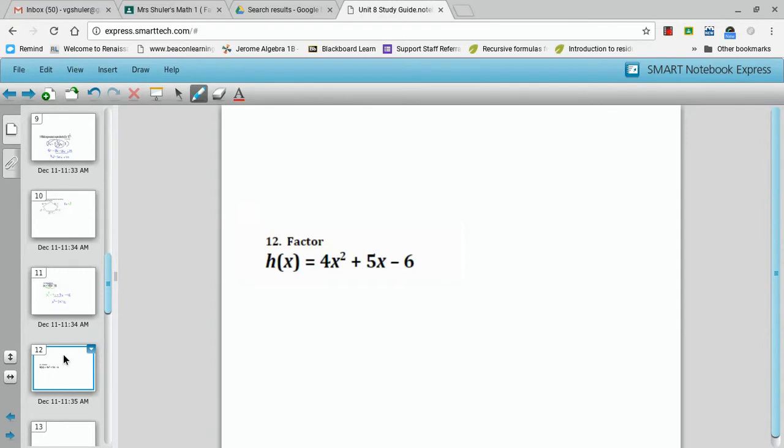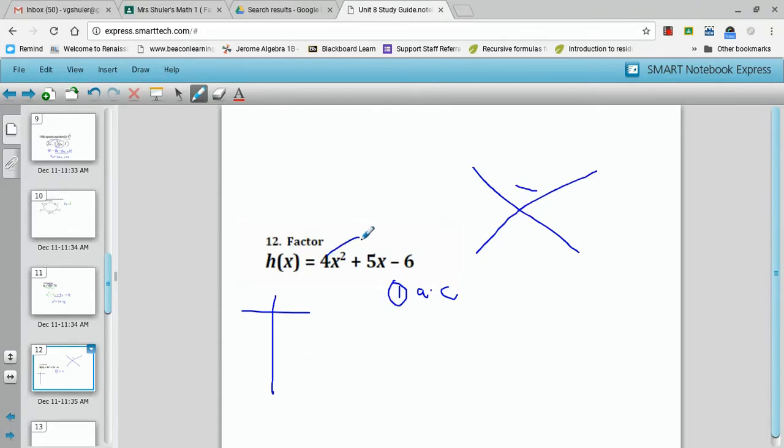Okay, number 12, factor. Okay, let's get our cross here, or our x first. And then we make a factor thing over here. So first you find your GCF. Well, there is no GCF between 4, 5, and negative 6. So step 1, when we go through our steps, is we're going to multiply A times C. That's what goes up here, right here, A times C.